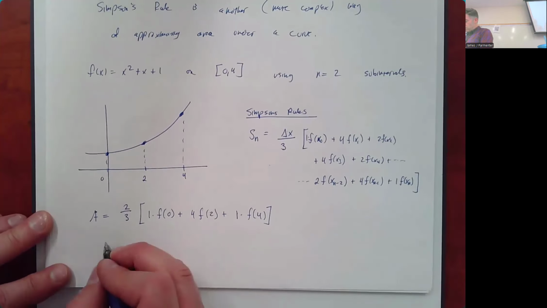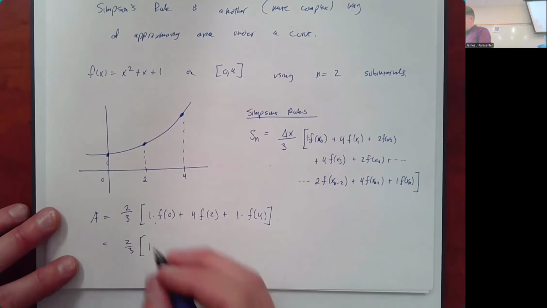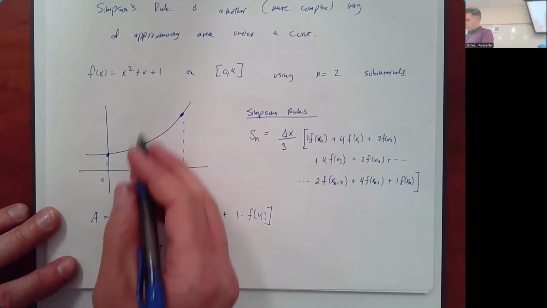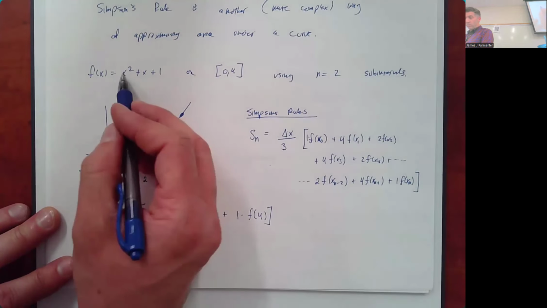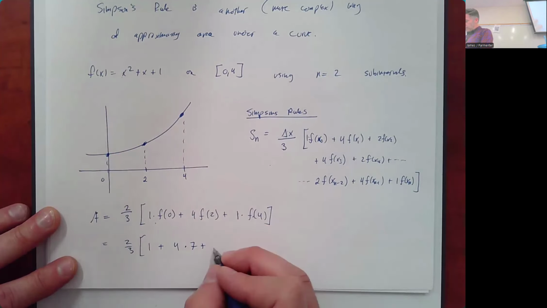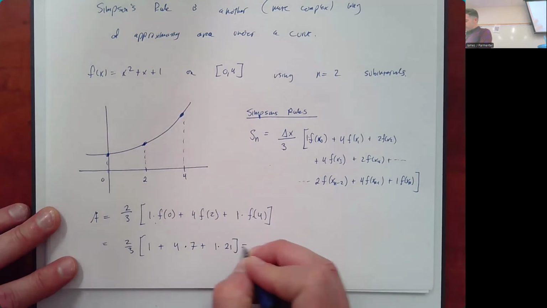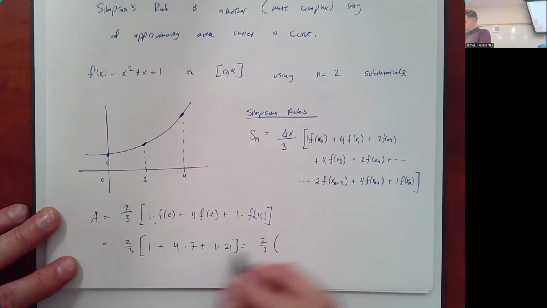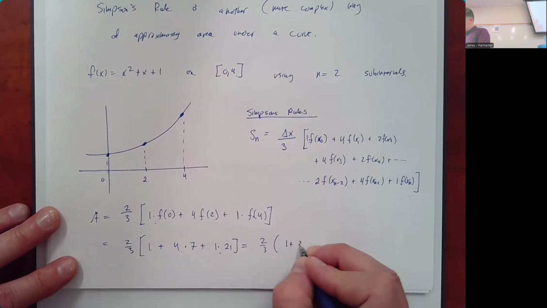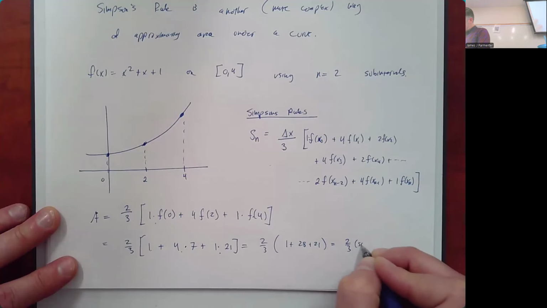Which is then going to equal 2/3 times f of 0, which is 1, plus 4 times f of 2. Let's see, f of 2 is going to be 4 plus 2 plus 1, which is 7. And then f of 4 is going to be 4 squared, which is 16, plus 4 plus 1, which is 21. So calculating this, we get 2/3 times 1 plus 28 plus 21, which is going to be 50. So 2/3 times 50 is 100 thirds.